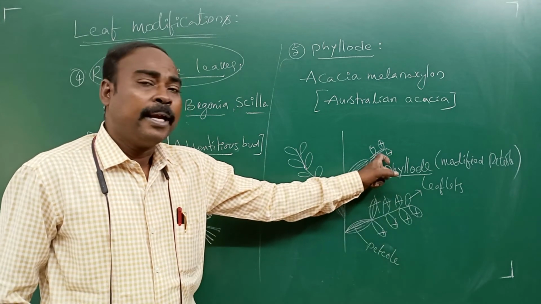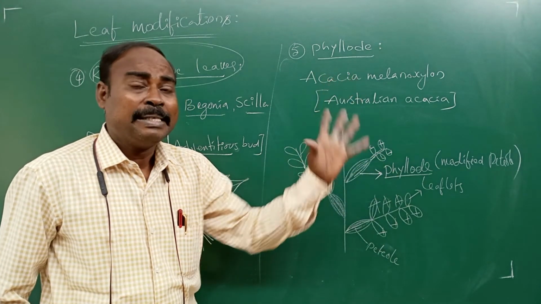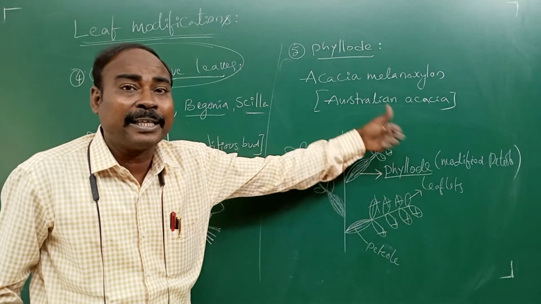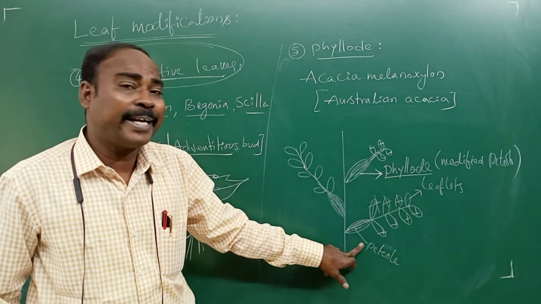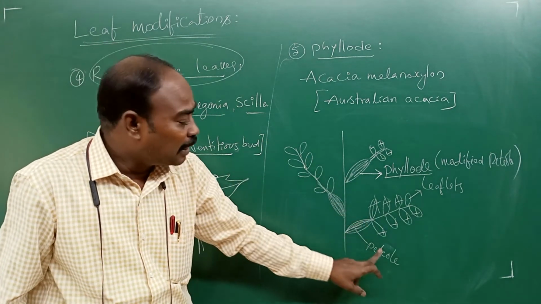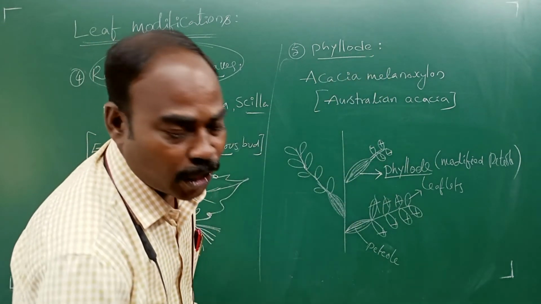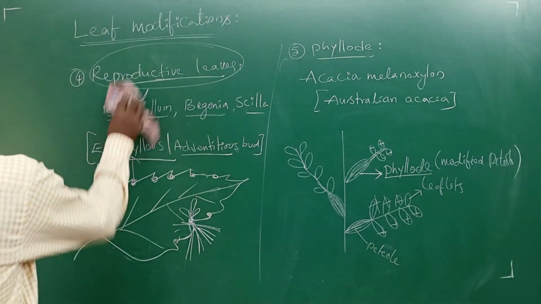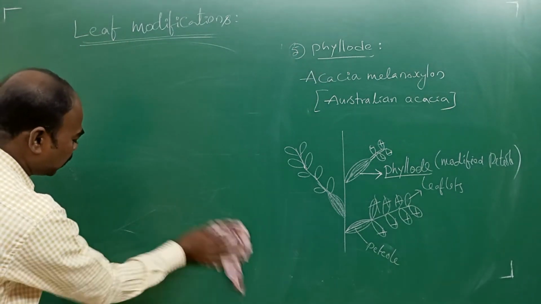So actually leaflets only perform photosynthesis, as green expanded structures. But they are short-lived, they are disintegrated. Instead of leaf lamina or leaflet, the petiole gets modified to swollen structures meant for photosynthesis. Those structures are called phyllodes, as in Australian Acacia. So the last one is insectivorous leaves.